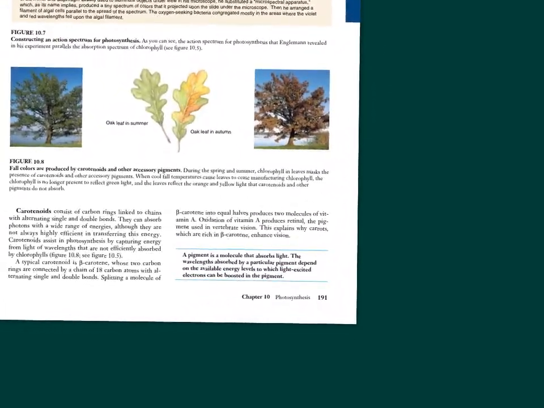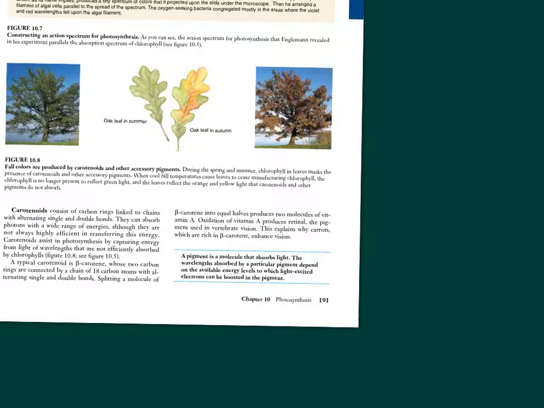So let's take a look at this oak leaf. In the summer, as you all know, oak leaves are green. They look like this. But in the fall, the plants start to change color. I wish they would have used a maple leaf because you could see the colors a lot more intensely. They start turning orange and red.